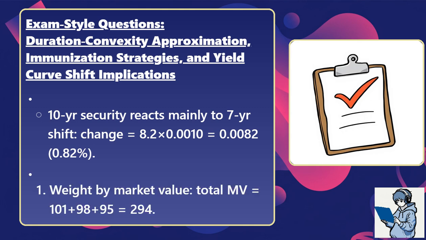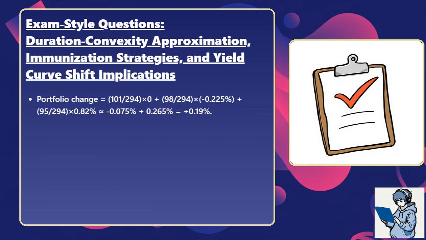2. Weight by market value. Total MV equals 101 plus 98 plus 95, equals 294. Portfolio change equals (101 divided by 294) times 0 plus (98 divided by 294) times negative 0.225% plus (95 divided by 294) times 0.82%, approximately negative 0.075% plus 0.265%, equals positive 0.19%. Thus the portfolio is expected to gain about 19 basis points.